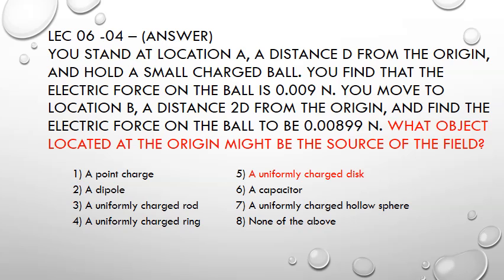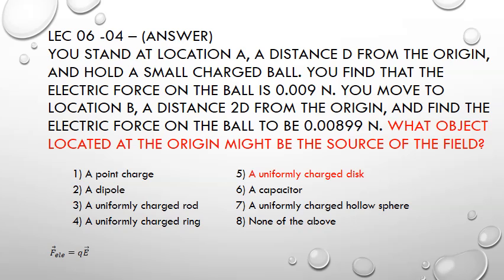I believe the answer is a uniformly charged disk. It's either that, or we're inside a capacitor. But I don't see how we could be inside the capacitor, because we go from a distance d to a distance 2d from the origin. I still think it's a better choice as a disk.